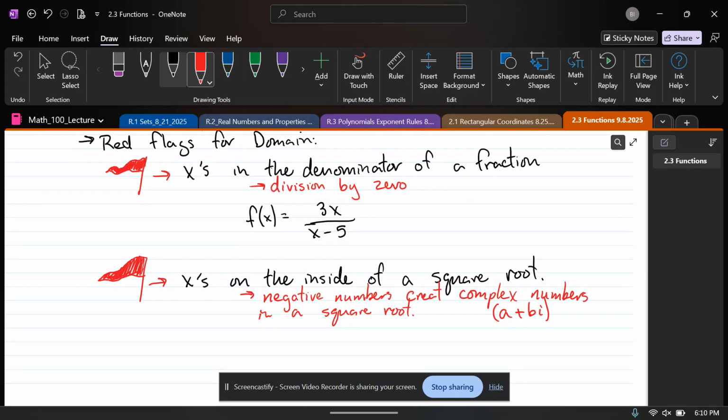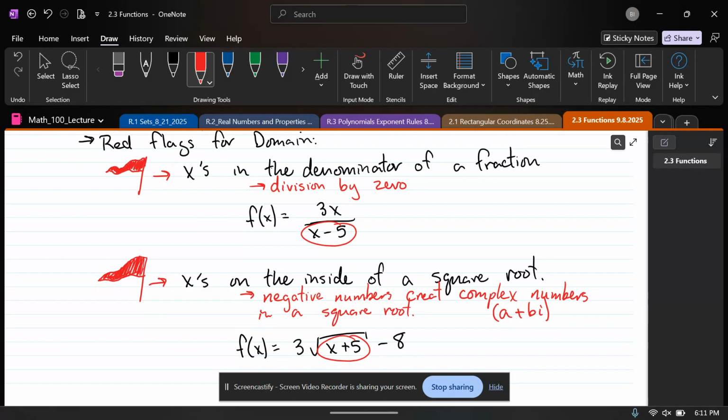In a function that might be something like this: 3 square root of x plus 5 minus 8. The part that causes the red flag is the stuff under the square root. It has nothing to do with the 3 or the -8. Just the part on the inside. On the other one, the part that caused the red flag was the stuff in the bottom, the denominator of the fraction. Those are the only 2 red flags that we need to be concerned with right now. Later on when you get into Math 110, there's some other functions that we'll worry about. We'll talk about that then. These are the only 2 we've got to worry about right now.